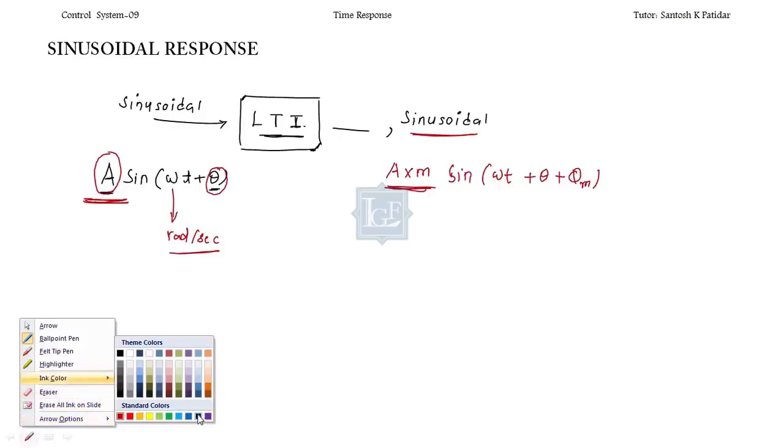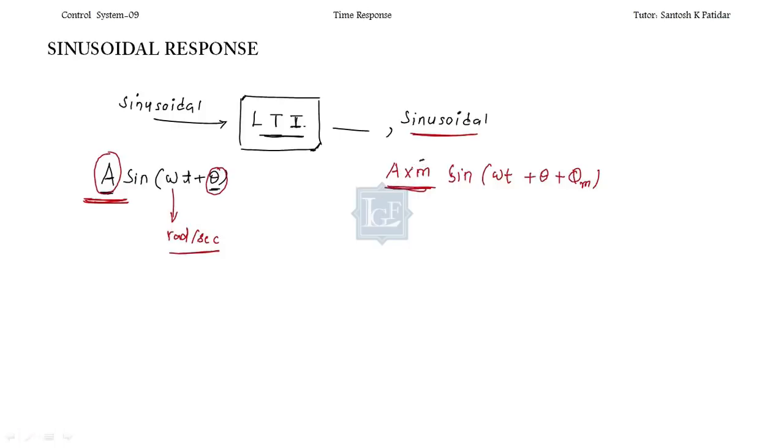A multiplied by M. This M is coming extra. Similarly, the same phi m is coming in the phase. Initially the phase was theta, now we are getting the phase theta plus phi m. It means there is a change in phase by phi m and a change in magnitude by M. Why are we getting these changes? Because of this LTI system. Correct? Now the question is, what is this M and what is this phi m?